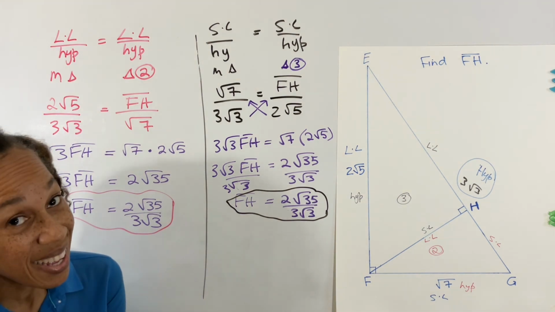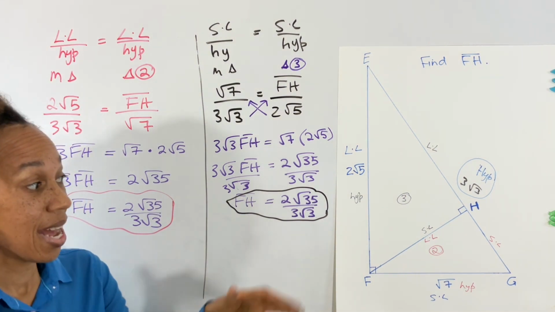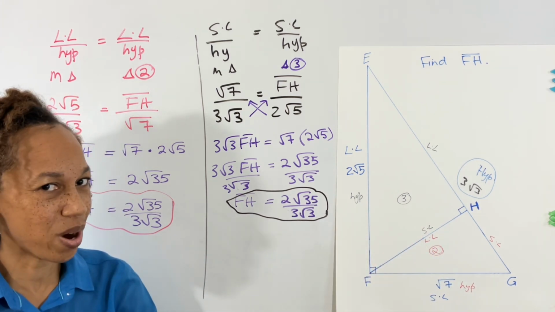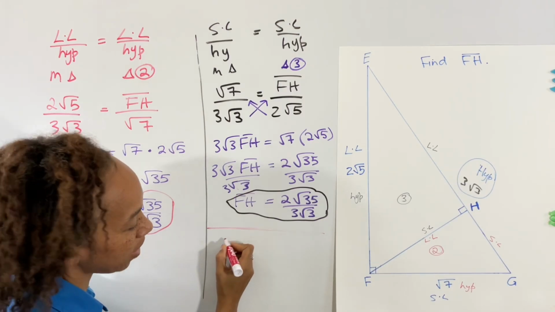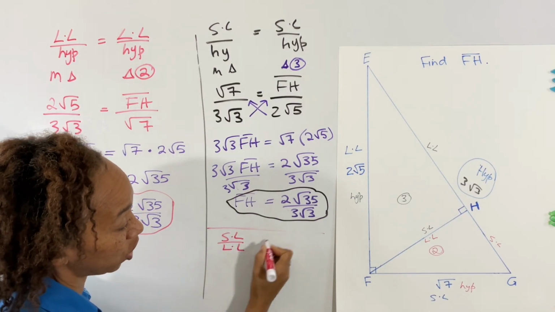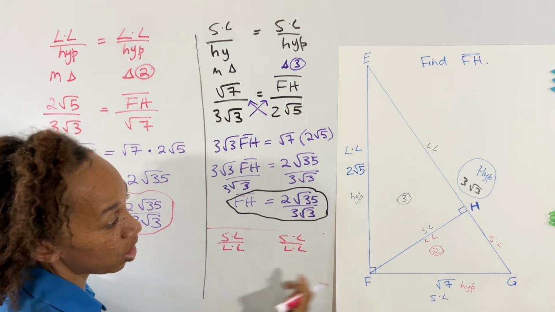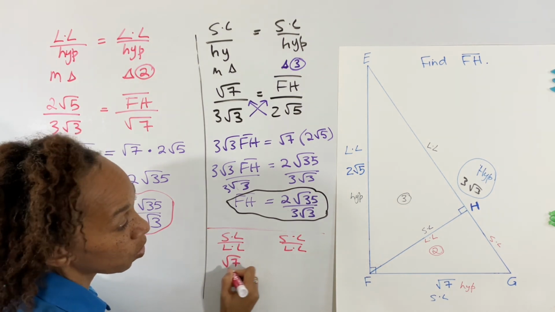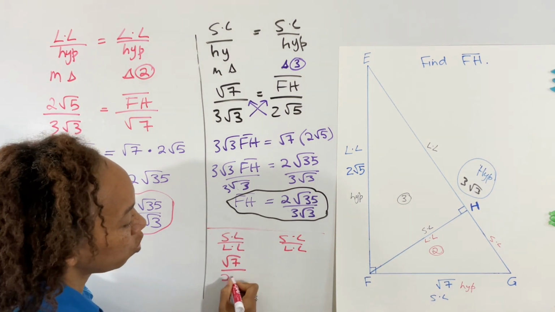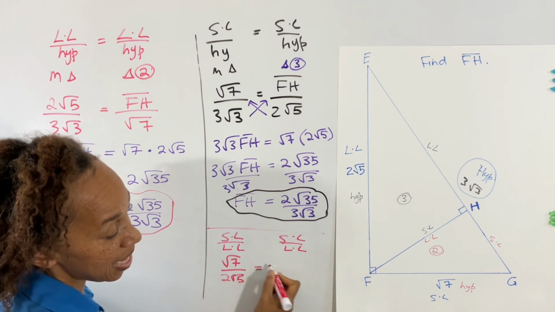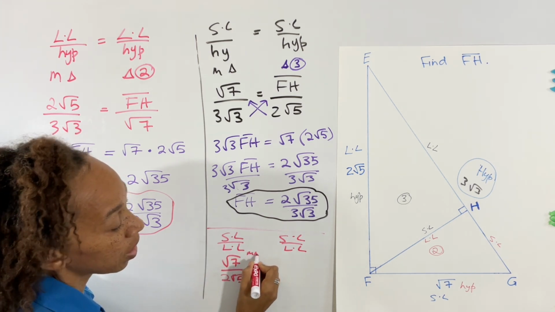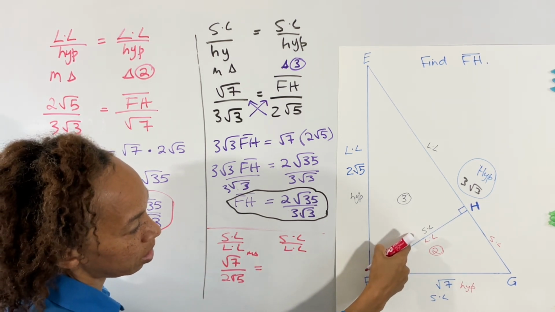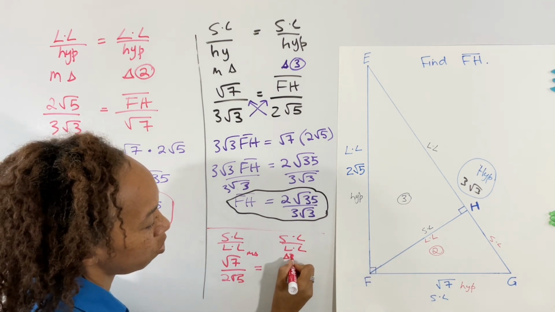And if you don't believe me, I can test this to show you that the short leg over long leg ratio is not going to work. Let's get into it. If I try to use the short leg over long leg ratio, my short leg for my main triangle is radical 7 over the long leg, which is 2 radical 5, set equal. That's my main triangle. And for the one with the short leg, I would have to use triangle 3.